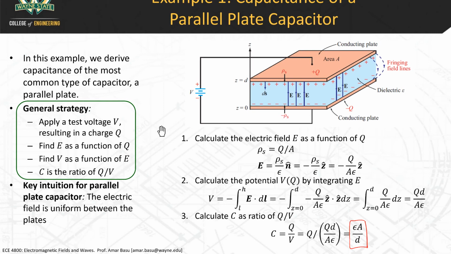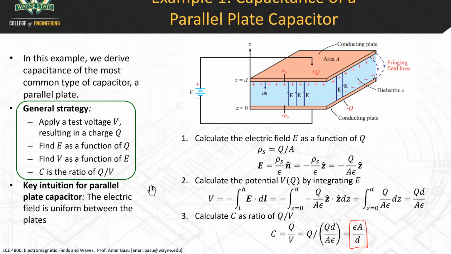The analysis begins when we find the electric field as a function of Q. We know that there's going to be an electric field between these two elements here. Depending on the geometry, we can find that electric field. The next step is that we find voltage as a function of the electric field by integrating. V is the integral of E dot dl. So then we have a relationship of voltage in terms of the charge.